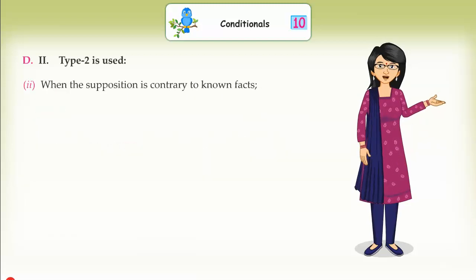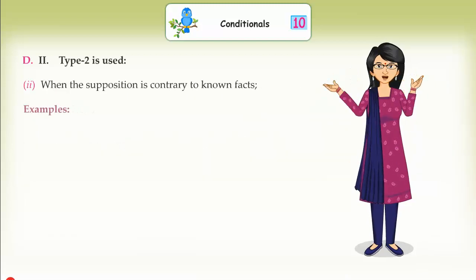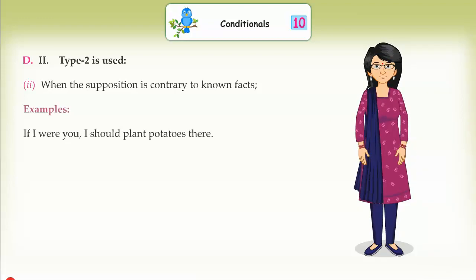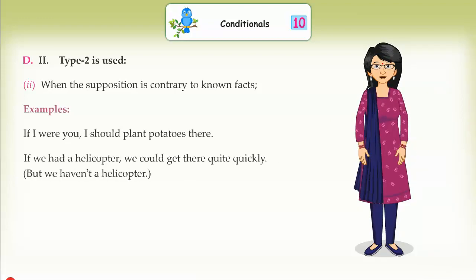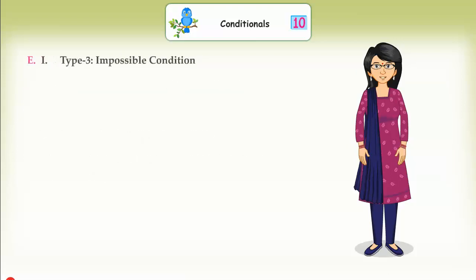Second, when the supposition is contrary to known facts. Example: If I were you, I should plant potatoes there. If we had a helicopter, we could get there quite quickly, but we haven't a helicopter.